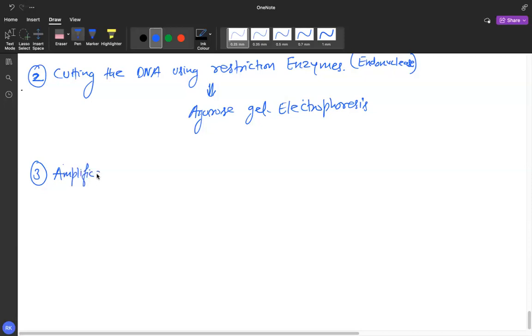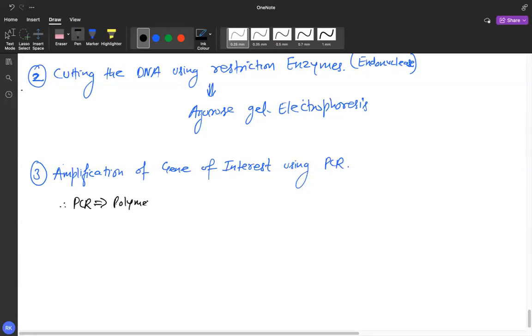What is PCR? So amplification of chain reaction. What does polymerase chain reaction mean? What do you understand from it? This is the third step. So what is PCR? We got a full form. Tell me. We produce multiple copies of the gene of interest. How do we do that?